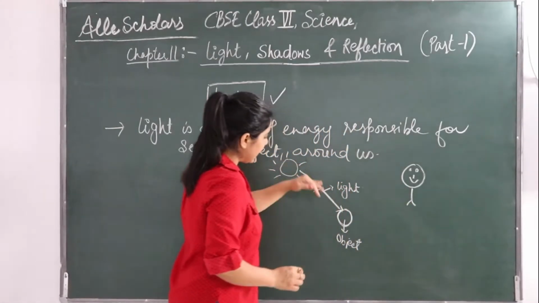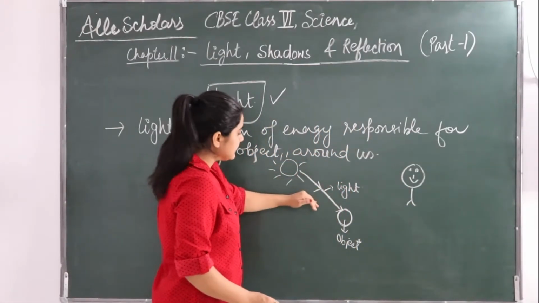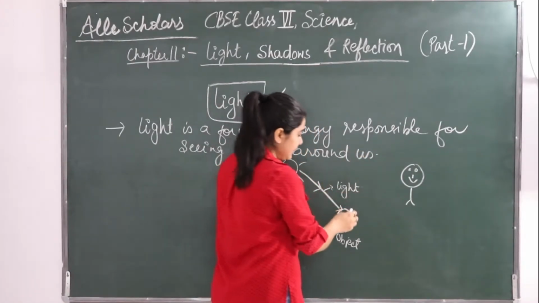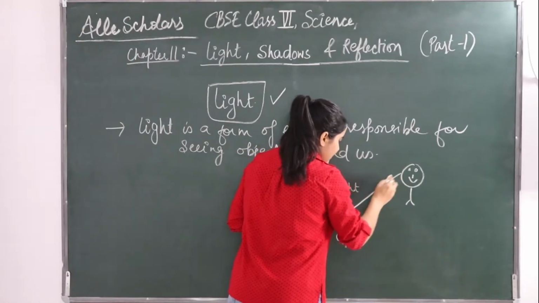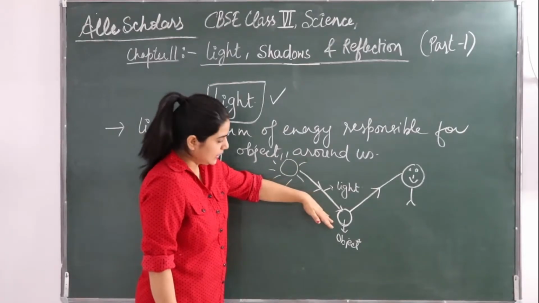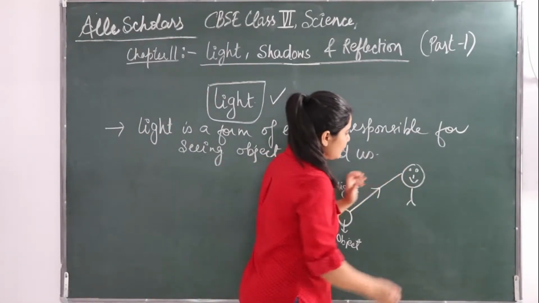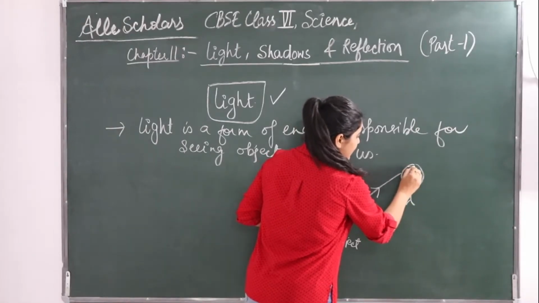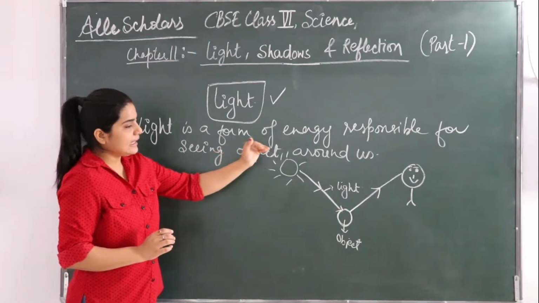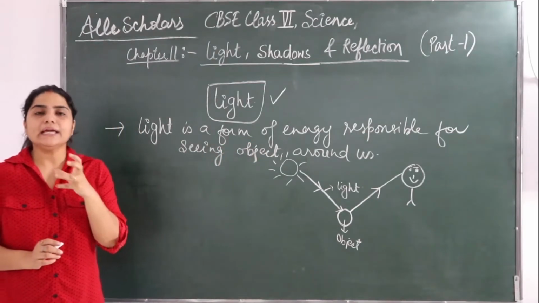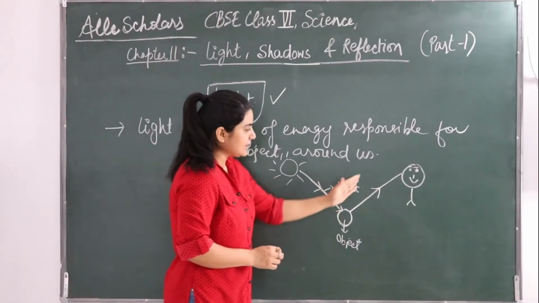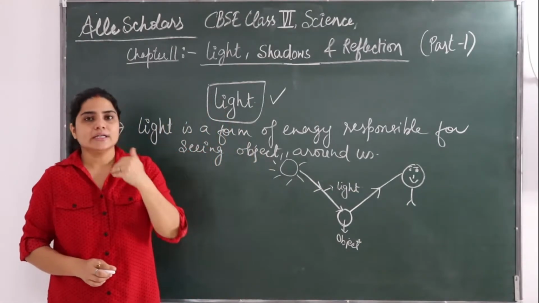Okay? So when the light falls here, this light gets reflected back. It gets reflected back to our eyes. It will be reflected like this. Light from the source is falling on the object. It is reflected back to our eyes. This is our eyes. Okay? So the reflected light that comes to our eyes makes us see. It is because of this reflected light we are able to see.